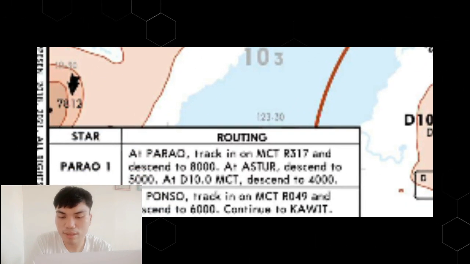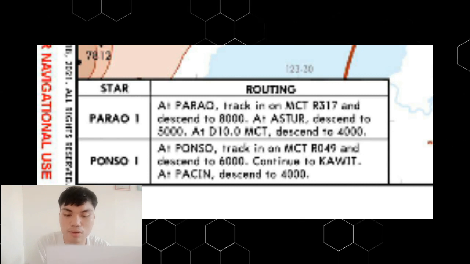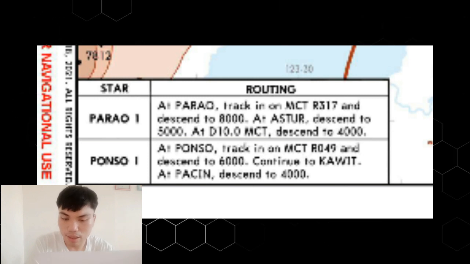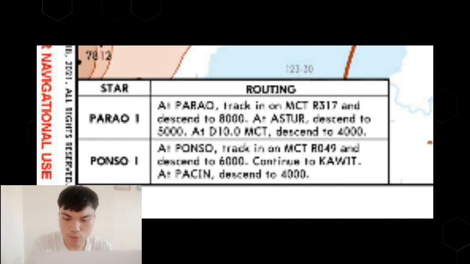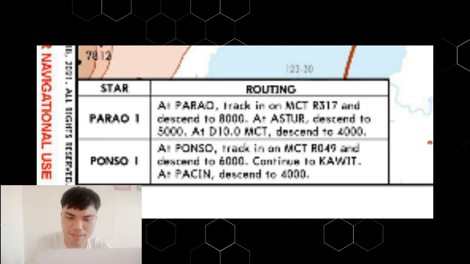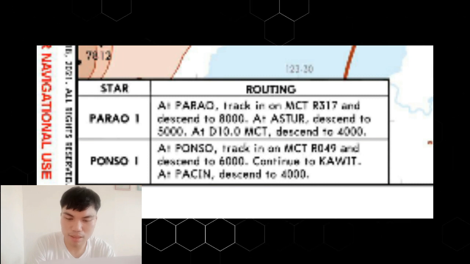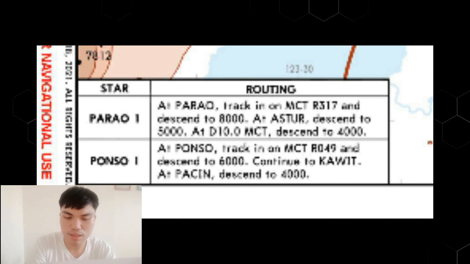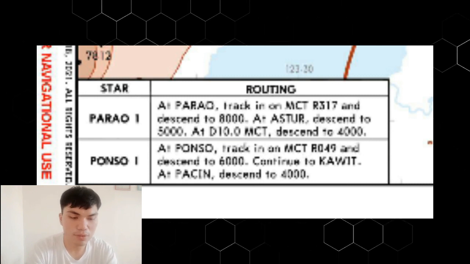STAR Parao 1: at Parao, track in on Mactan radial 317 and descend to 8000. At Astur, descend to 5000. At distance 10.0 Mactan, descend to 4000. Ponso 1: at Ponso, track in on Mactan radial 049 and descend to 6000. Continue to Kawit. At Pasin, descend to 4000.